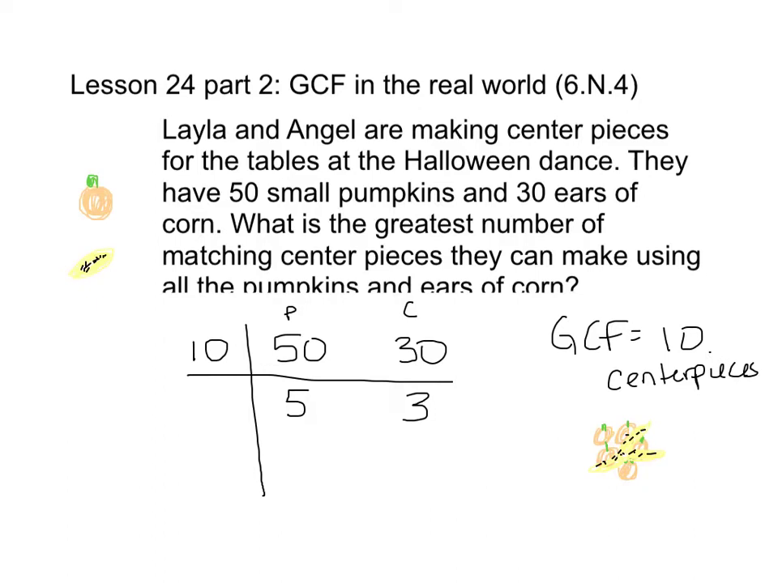So it's when you're trying to figure out things like that that you use GCF. And if we do it this way, then we will have 10 exact centerpieces like that, and we won't have any leftover small pumpkins that we have to throw away or any leftover ears of corn that we have to throw away. We've used them all.